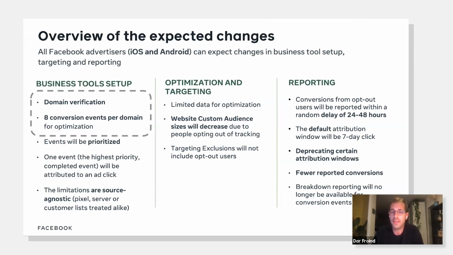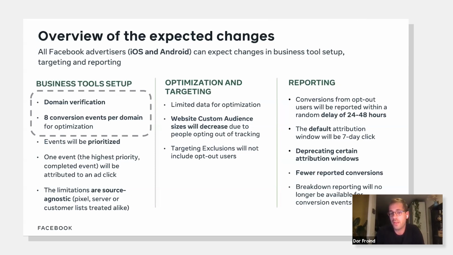Another point here is that the default attribution window, the time frame that is defined by advertisers to report on conversions, will default to 7-day post-click. Currently, it's 7-day post-click plus 1 day post-view. This will be the default going forward, since Apple will start enforcing this change. An additional related point is that certain attribution windows will be deprecated. I'll show it to you in one more slide, just to go over everything.